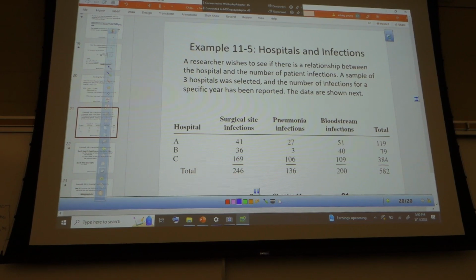A researcher wishes to see if there's a relationship between the hospital and the number of patients' infections. A sample of 3 hospitals was selected, and the number of infections for a specific year has been reported. The data are shown next.